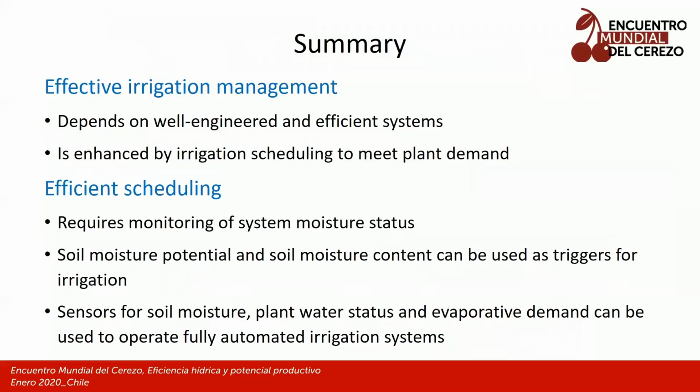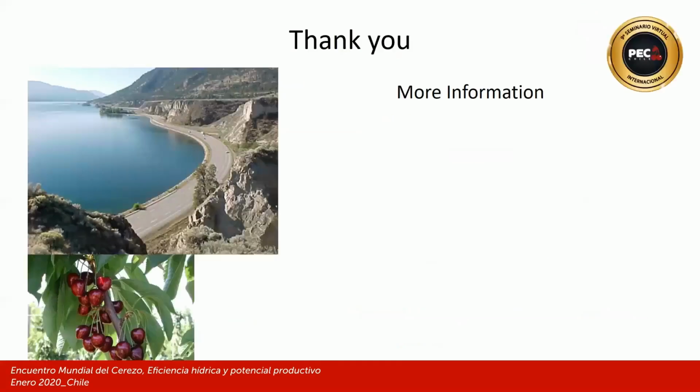In summary, effective irrigation management depends on well-engineered and efficient systems and is enhanced by irrigation scheduling to meet plant demand. Efficient scheduling requires monitoring of soil moisture status. Soil moisture potential and soil moisture content can be used as triggers for irrigation. Sensors for soil moisture, plant water status, and evaporative demand can be used to operate fully automated irrigation systems.